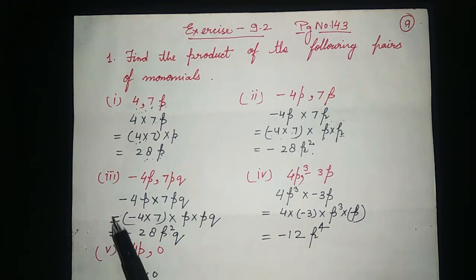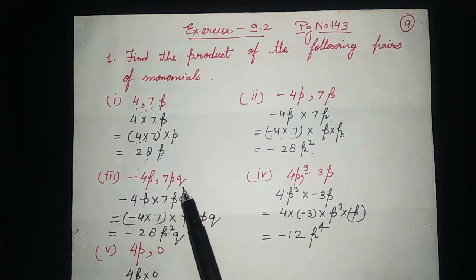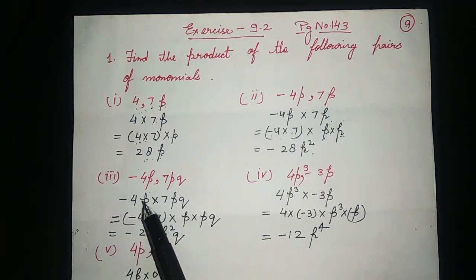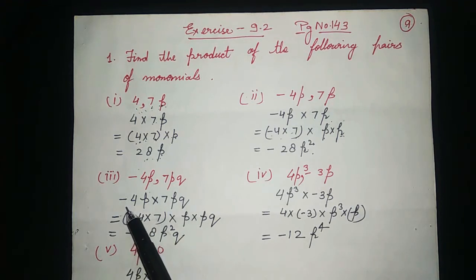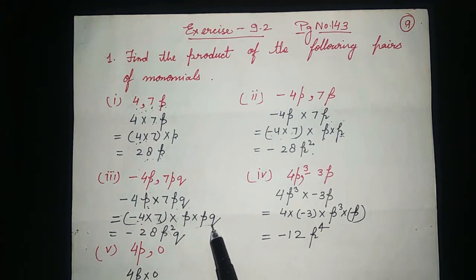Now see the third part of question number 1. Minus 4p and 7p cube. Here we have to multiply these two monomials. So in the same way we will solve this question. First we will multiply the numerical coefficients, then we will multiply their variable parts. Minus 4 and 7: first we will multiply minus 4 into 7. Then we will multiply the variable parts, p into q. Here we will write. Now we will multiply them.